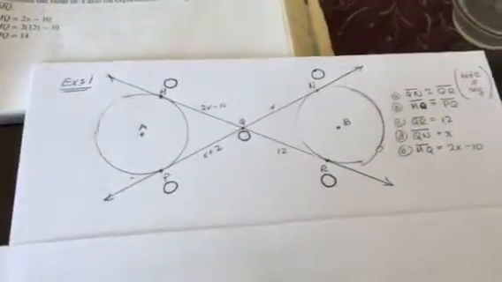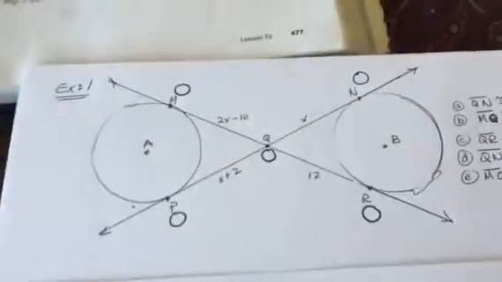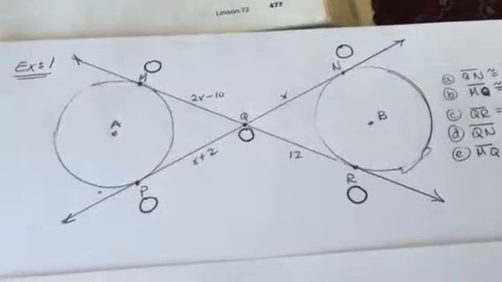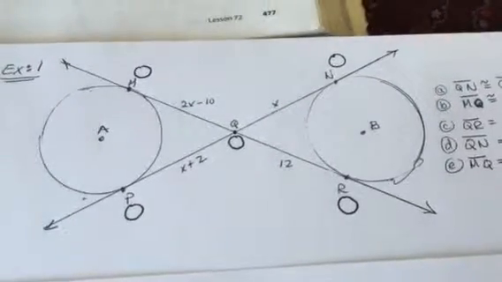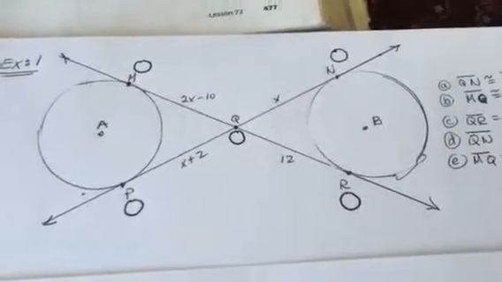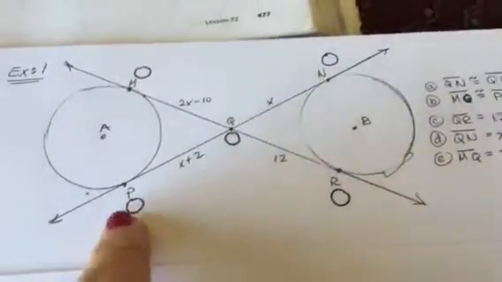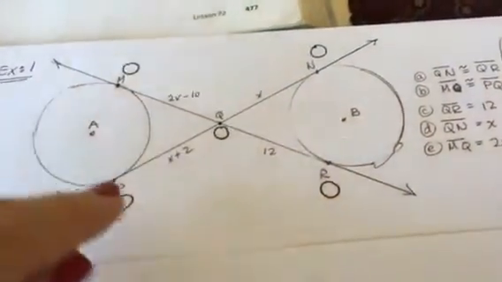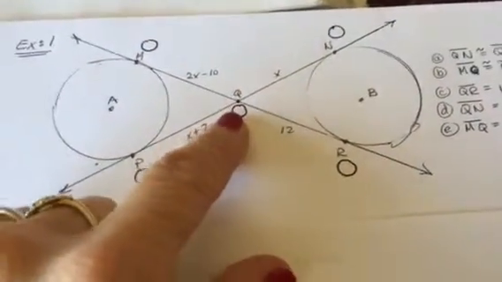So going over to example 1, I've drawn example 1, which is on page 477. Circle A and circle B are congruent circles, and line MR and line PM are internal common tangents to circles A and B. Find the length of MQ.